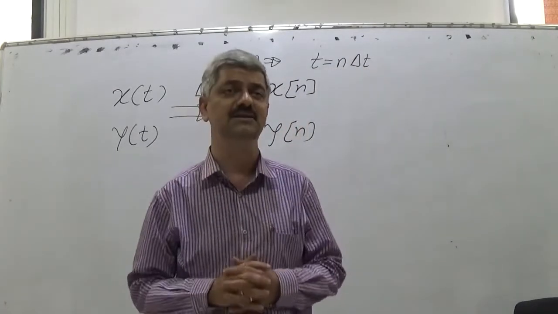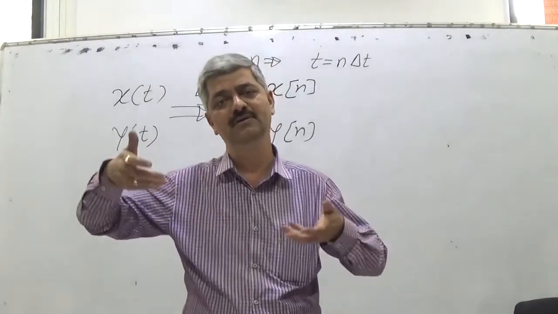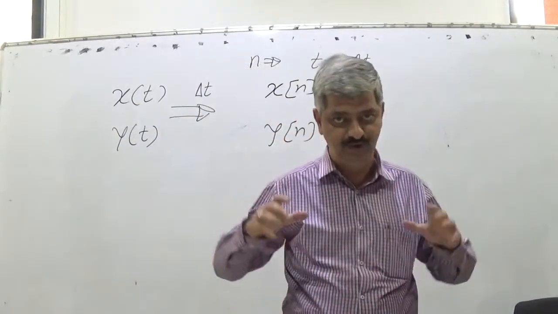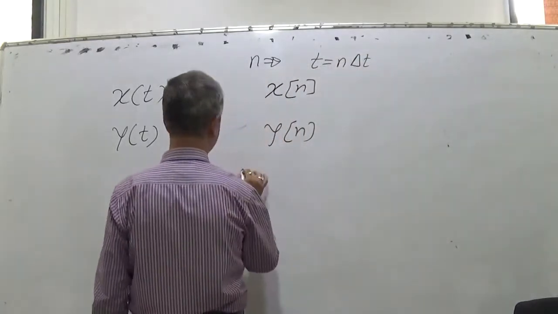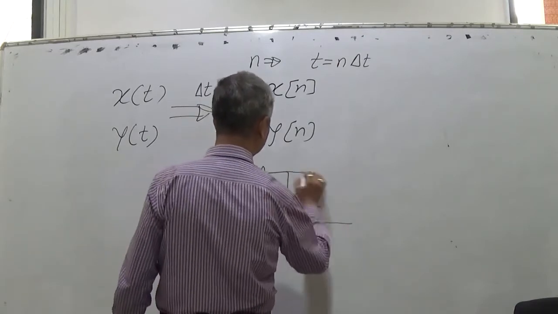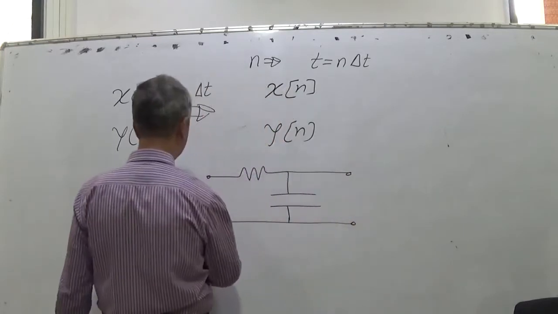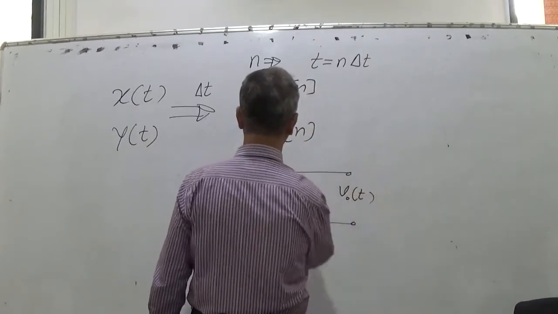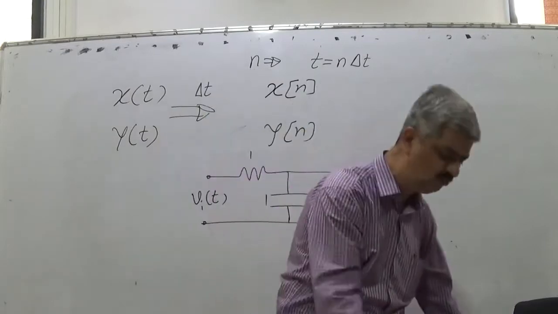In the first discussion we have taken the example of a water level tank, or you can take the example of a voltage and voltmeter, or again our famous example, the most important one, RC, with input VT and output VOT.